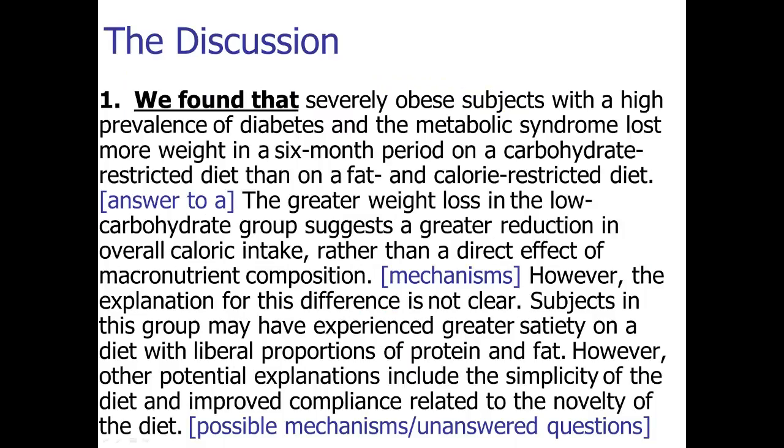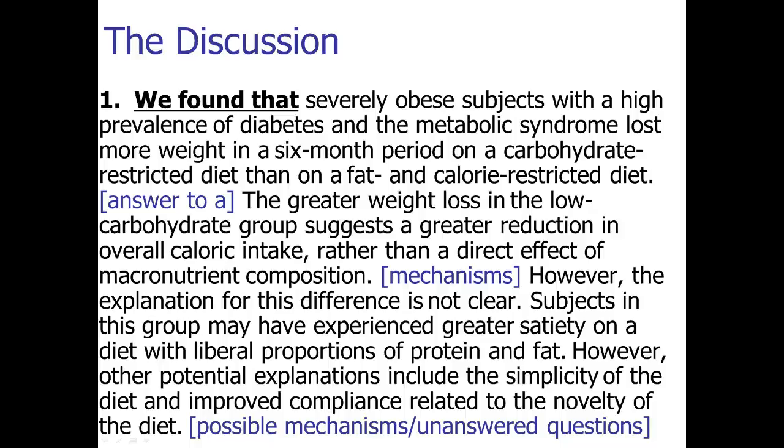So we get to the start of their discussion section. We found that severely obese subjects with a high prevalence of diabetes and the metabolic syndrome, that's the population they're studying, lost more weight in a 6-month period on a carb-restricted diet than on a fat-restricted diet. So they answered question A. They set out to see whether or not the low-carb diet would be better than the low-fat diet, and yes, it was in terms of weight loss. So that answers question A.